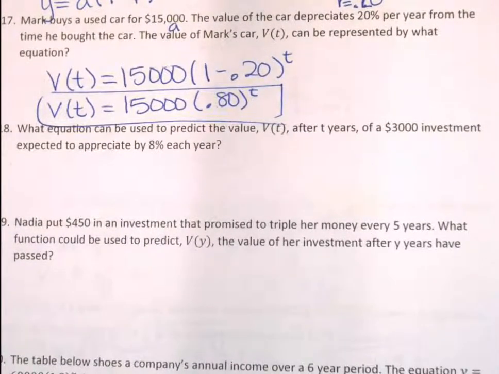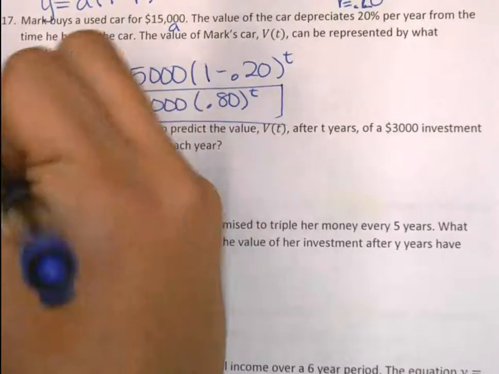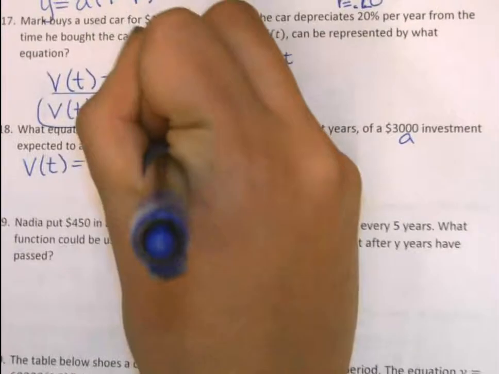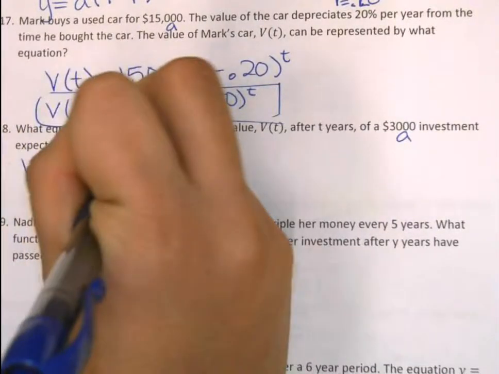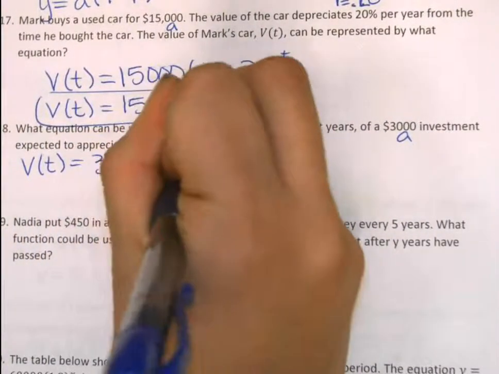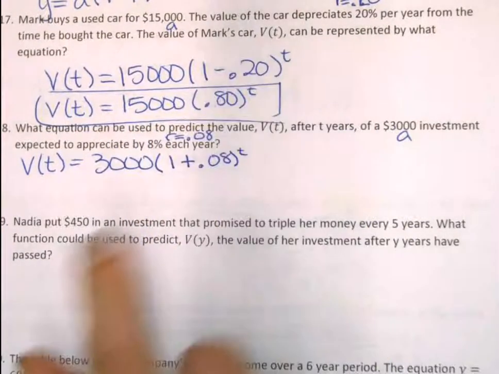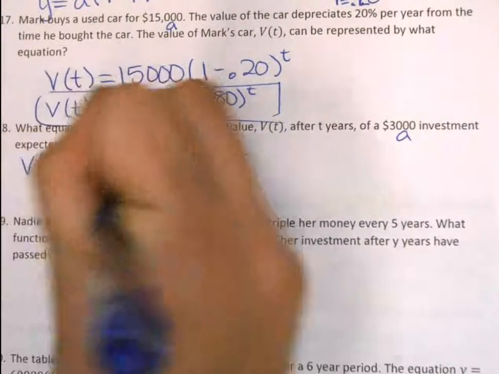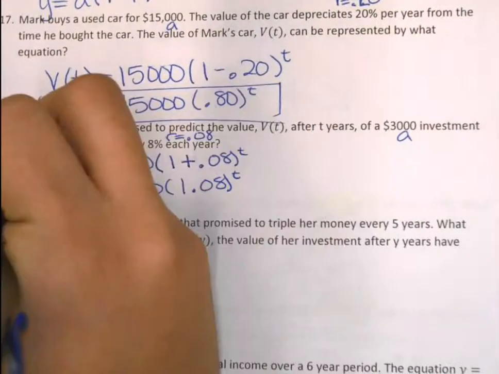Okay. Number 18 says I'm investing money and I want it to appreciate. Appreciate means go up. So this one works similarly. I'm going to do V of t equals, my initial amount is 30,000 and it's going up 8%, so as a decimal that's 0.08. Start with 30,000 out front. Because it's appreciating, it's exponential growth, I have a plus sign in the middle, and then 0.08 to the t. Then I just want to add 1 to 0.08. So I have V of t equals 30,000 times 1.08 to the t power.